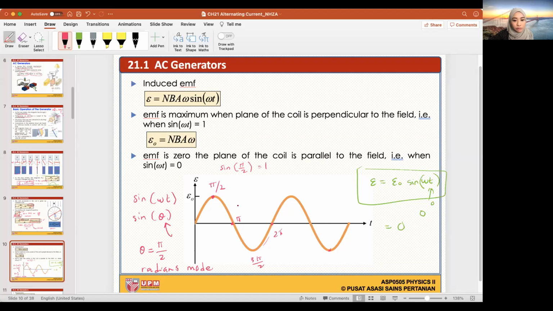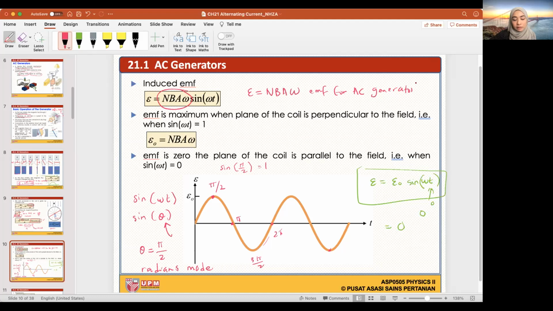Sine pi gives you a 0. Sine 2 pi gives you a 0. Sine 3 pi over 2 gives you a minus 1. So depending on what your value here is, your NBA omega changes. What is NBA omega? NBA omega is your induced EMF for a generator. NBA omega is the EMF for an AC generator.